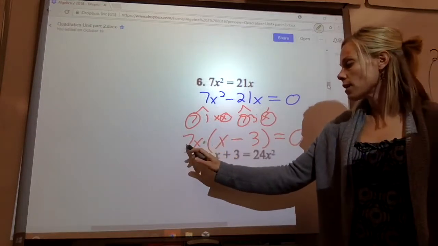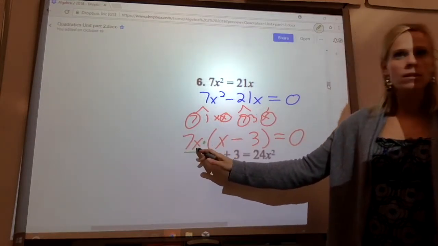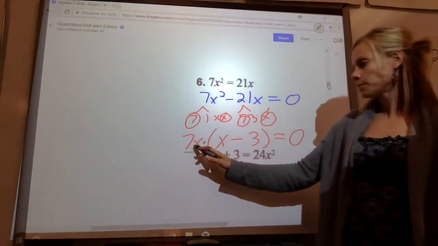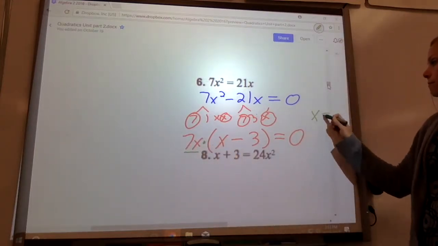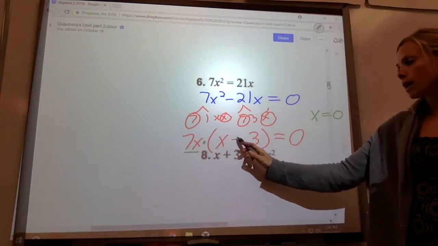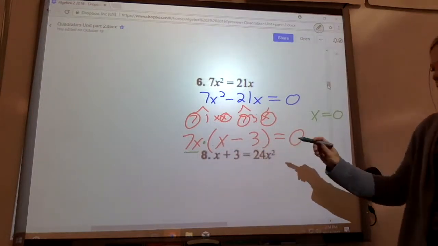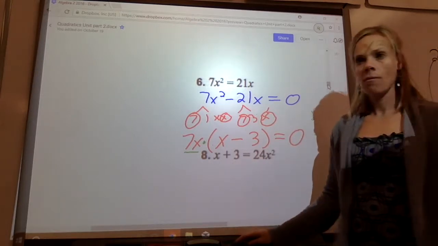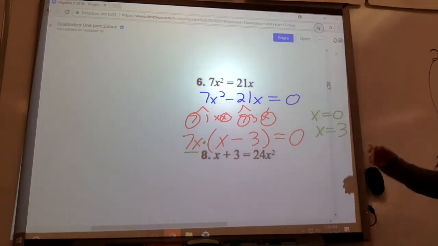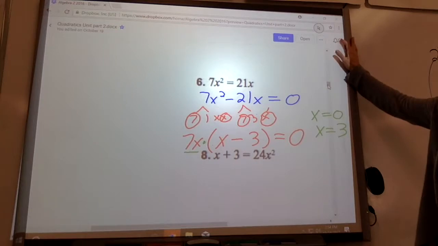So I look at this. 7 times what number would give me 0? 7 times what equals 0? 0. Mm-hmm. And then look at this one. What minus 3 would give me 0? 3. There's your answers. Try another one of those.